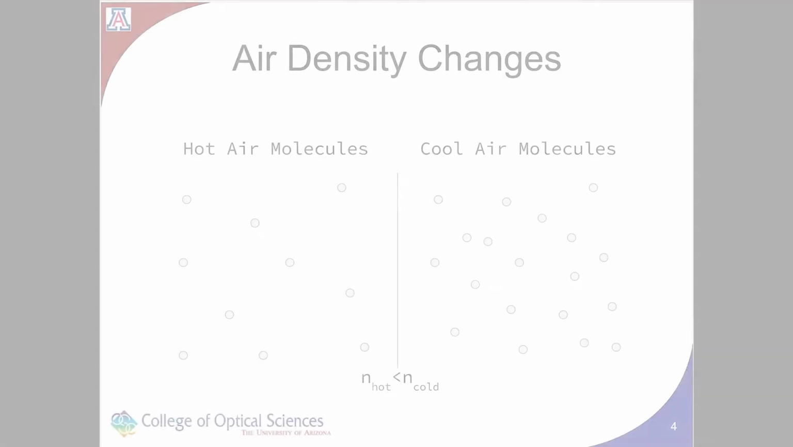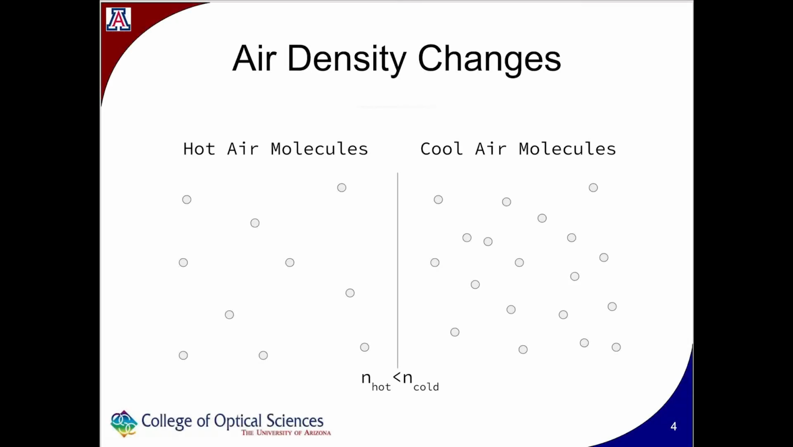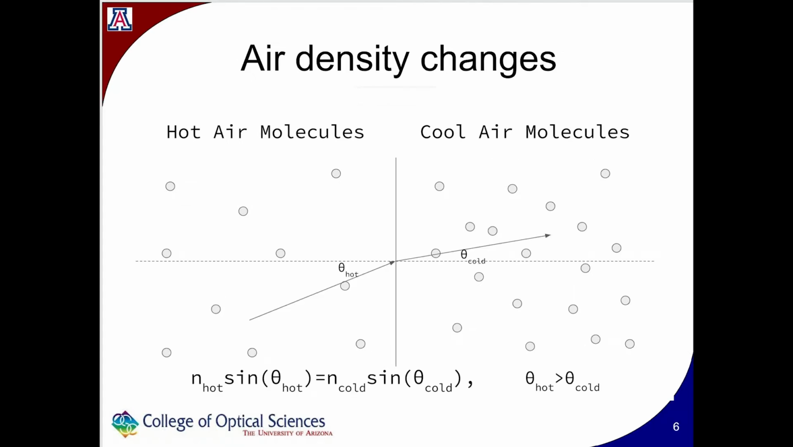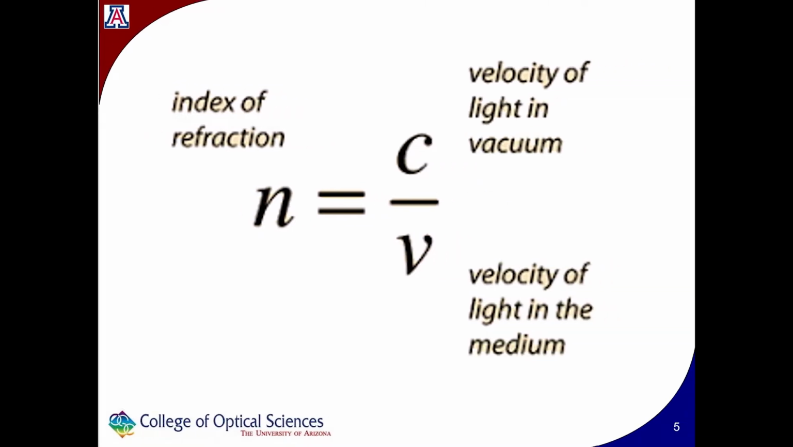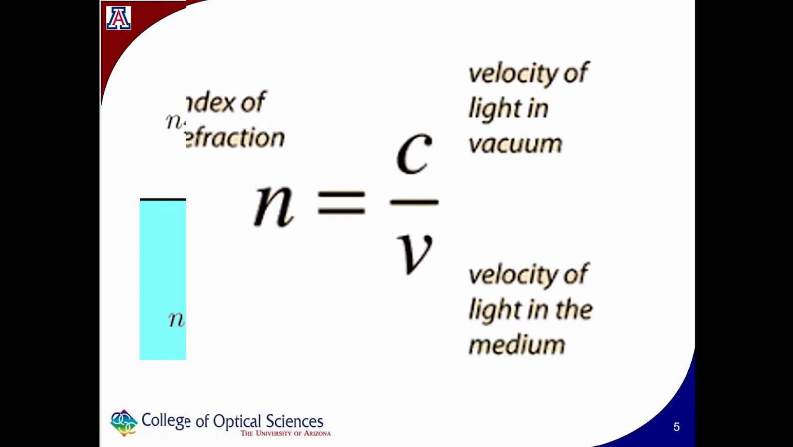Air of higher temperatures becomes less dense, which means light traveling through it interacts with less air molecules. This allows light to travel faster in hot air. Air of two temperatures can be defined by different indices of refraction, or the ratio of the speed of light in a vacuum to the speed of light in the respective material.